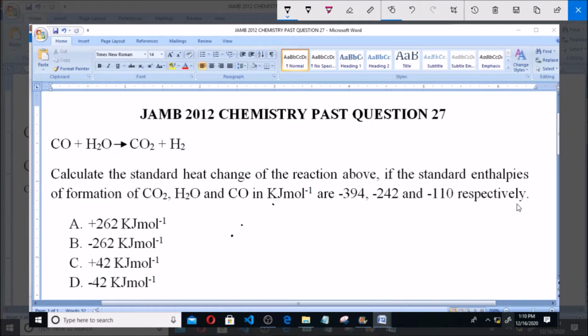Now to find the standard heat change, which is delta H, it is equal to the heat change or the heat content of the products minus that of the reactants. So that is heat of products minus heat of reactants.